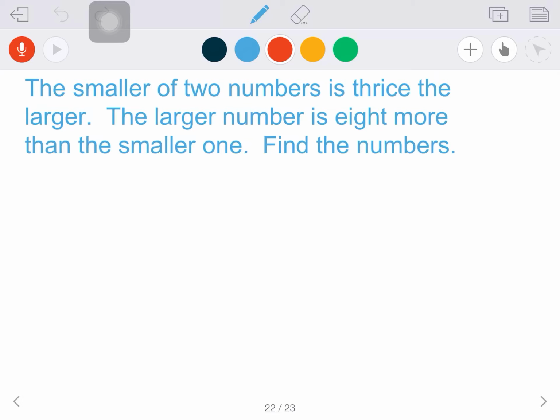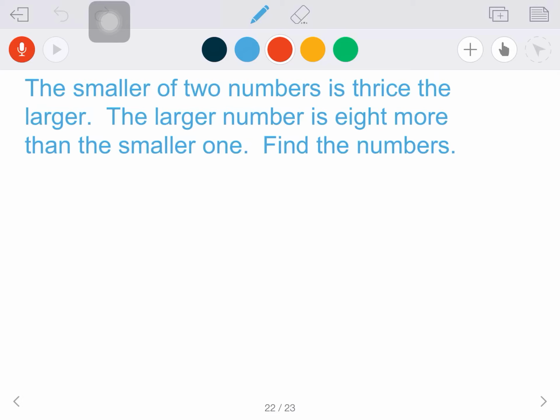The smaller of two numbers is thrice the larger. Okay? The larger number is 8 more than the smaller number. So again, you have two statements here, and you have to find two numbers. Very clear. So, it's up to you now on the representation part, whether you use the first statement or the second statement. You can pause this video.